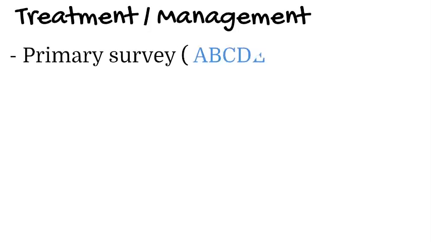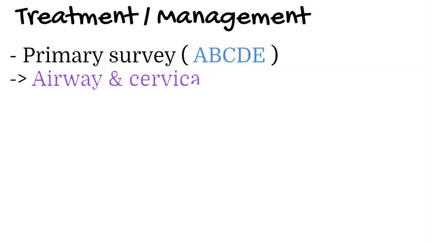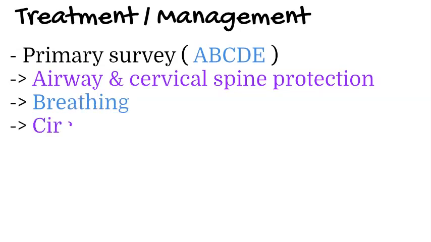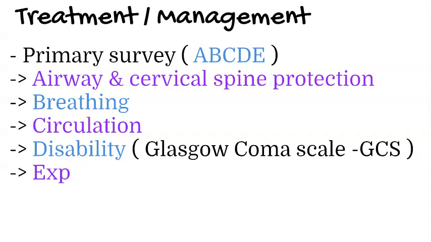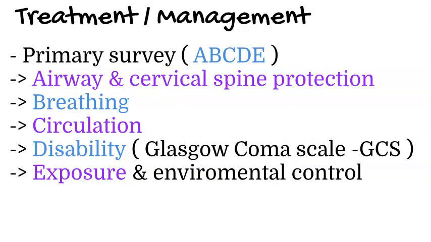The treatment or management of pelvic fracture. Just to summarize again, we always start off with the primary survey, A, B, C, D, E. A is airway and cervical spine protection. B is for breathing. C is for circulation. D for disability, whereby at this step we need to assess the Glasgow Coma Scale, GCS. The exposure and environmental control is E.